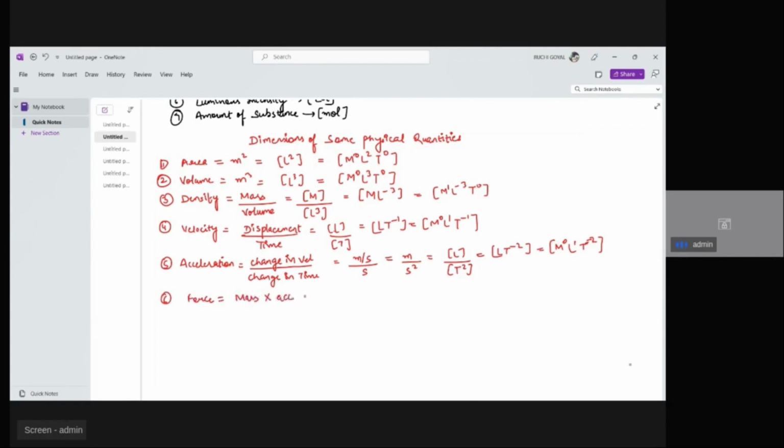Force is mass into acceleration. Mass is kg, which is M1, and acceleration is meter per second square, which is L1 T minus 2. So the dimension formula of force is M1 L1 T minus 2. You should learn this formula as it is used in many questions. This is an important formula. We can find others also.